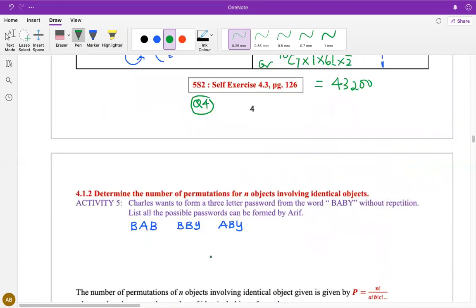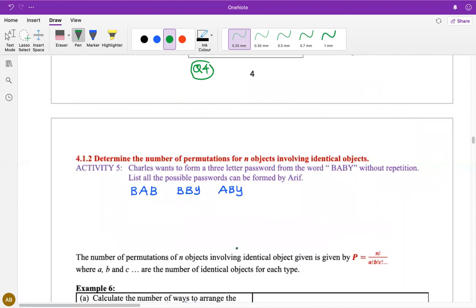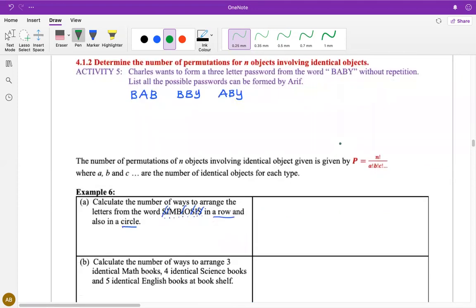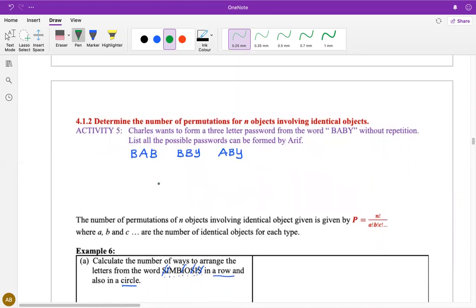Okay, now we go to determine the number of permutations for n objects involving identical objects. So Charlie wants to form a 3 letters password from the word baby without repetition. These are all the possible passwords that can be formed by Arif. Okay, so how many passwords can we form? So we list it down.